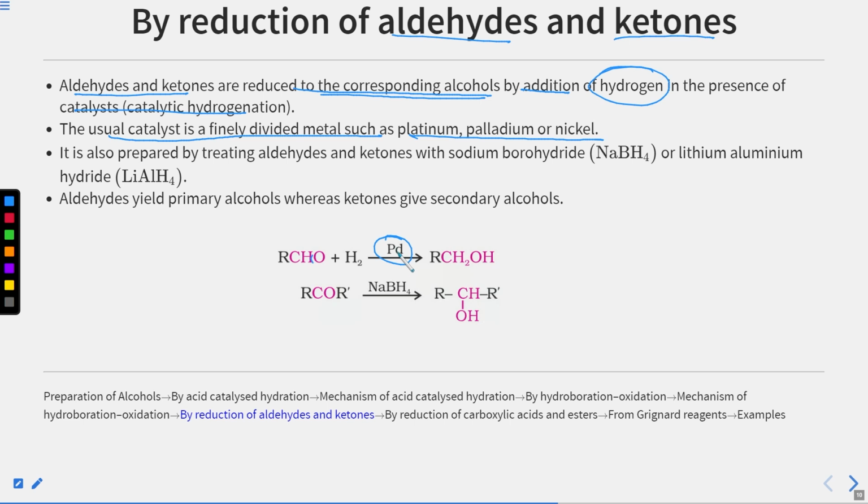So why do we use this finely divided metal? What is the meaning of this? Finely divided means it has been converted to smaller parts, smaller cubes. Suppose we have a large cube, then we break it and convert it into smaller cubes. And why is it done so? To increase the surface area. So the more the number of particles, the more the surface area.